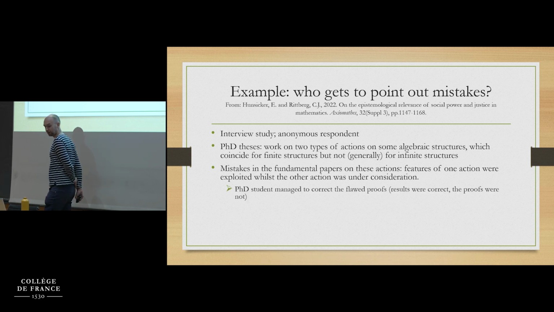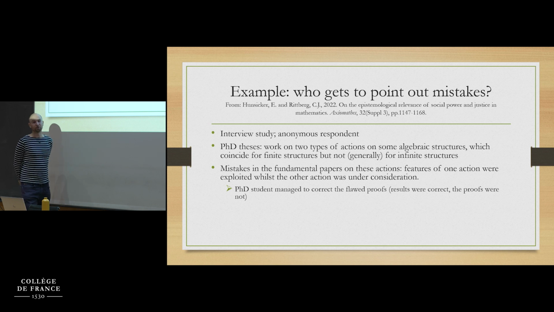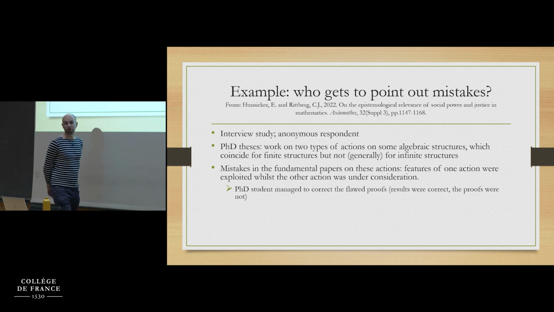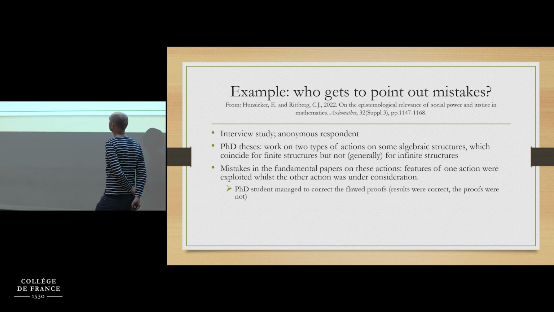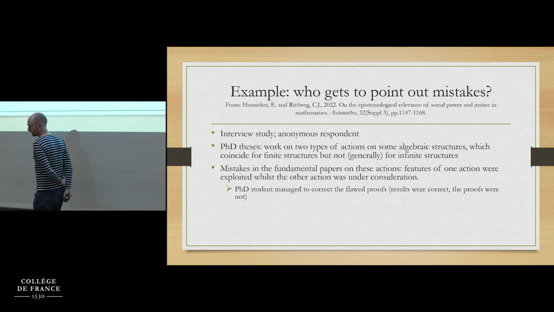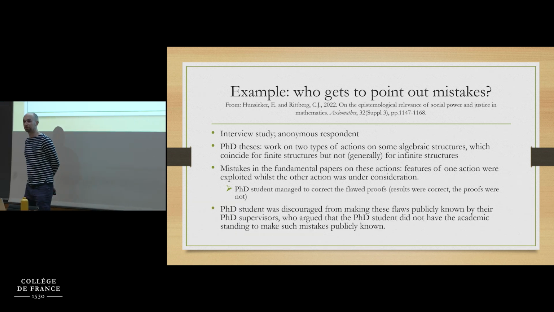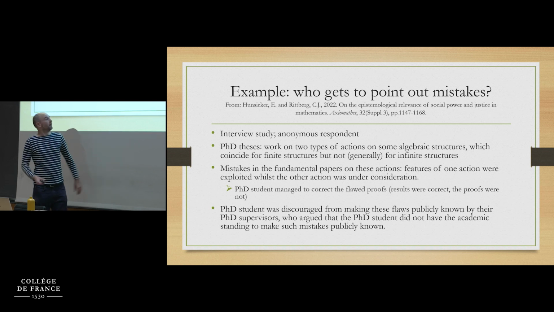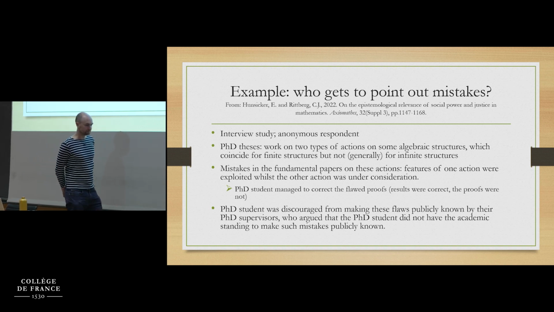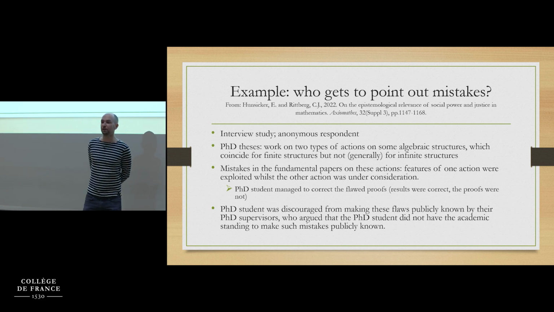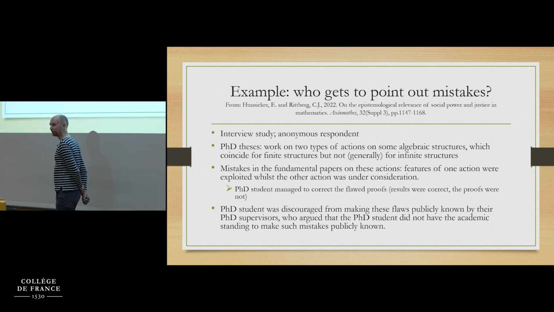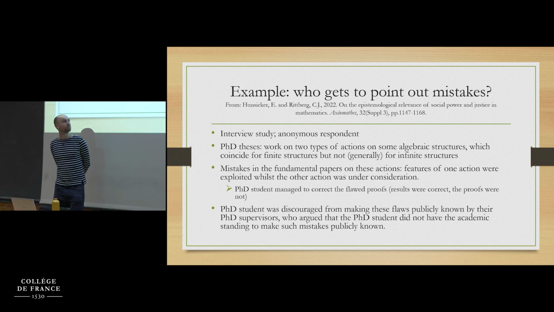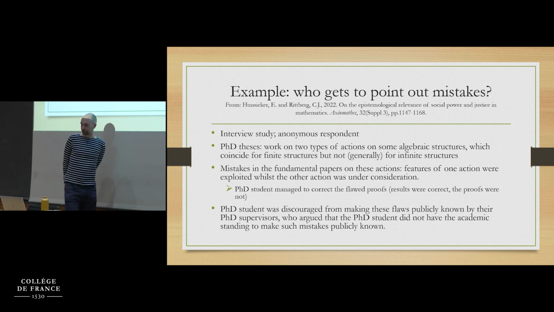So the PhD student then went ahead and managed to fix it, right? So it turned out that ultimately the results were correct. It's just that the proofs had these flaws in them, and the PhD student managed to correct them. So we're talking fundamental papers of a specific field here. A PhD student discovers some mistakes in them, manages to fix them, and then what happens is that the PhD supervisors discourage the PhD student from making these insights publicly known. Right? So what this is indicative of is that just because you have some piece of correct maths that might even be relevant, right? Remember, it's fundamental papers after all. It's not necessarily enough to get the kind of academic credit, in this case, a publication for a PhD student, out of this.